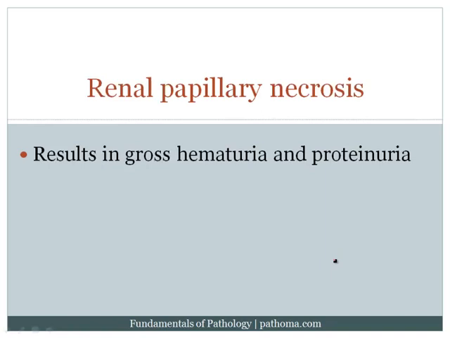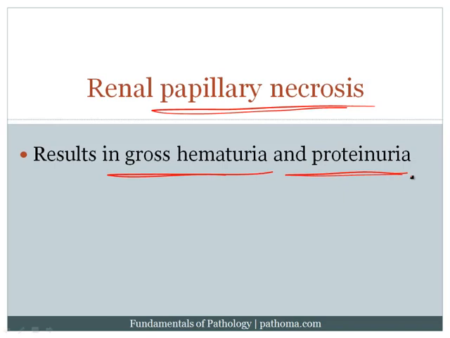You can get a vasoocclusive crisis in the kidney, and that can result in renal papillary necrosis, and the classic finding in renal papillary necrosis is gross hematuria and proteinuria. And so these are all complications of vasoocclusive crises. Now, of course, sickle cell is a very complicated disease, and we could discuss many, many more findings, but this is sort of the take-home paradigm that you need to bury away in your mind.